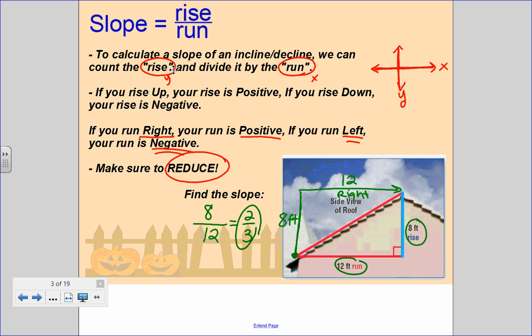It doesn't matter where you start from. Let's say I started here. I would calculate my rise, but this time I'd have to go down to get my rise. So let's say I'm calculating from that point. My rise would be a -8, and then my run would be a -12 because I went left. This still reduces to the same thing. And so our slope for this roof is 2/3.